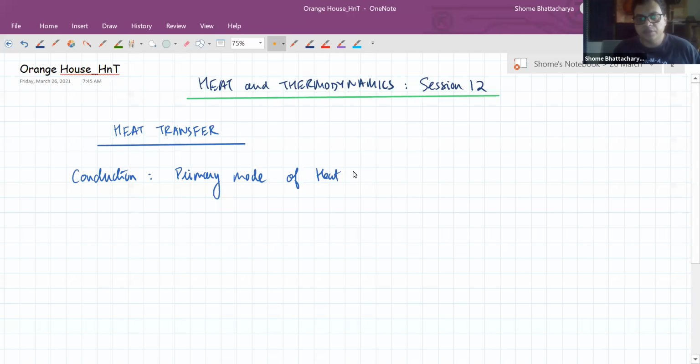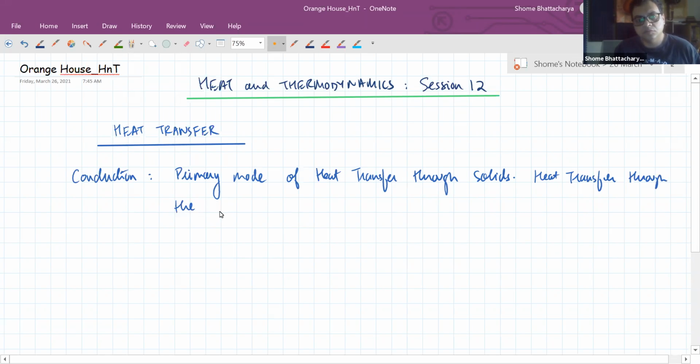Conduction is the primary mode of heat transfer through solids. So it is heat transfer through the transfer of vibrational kinetic energy of the molecules of a solid.